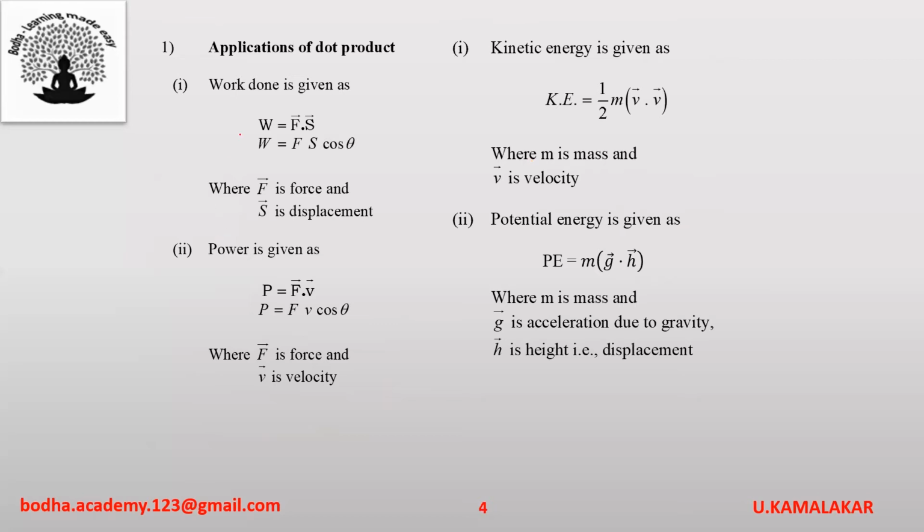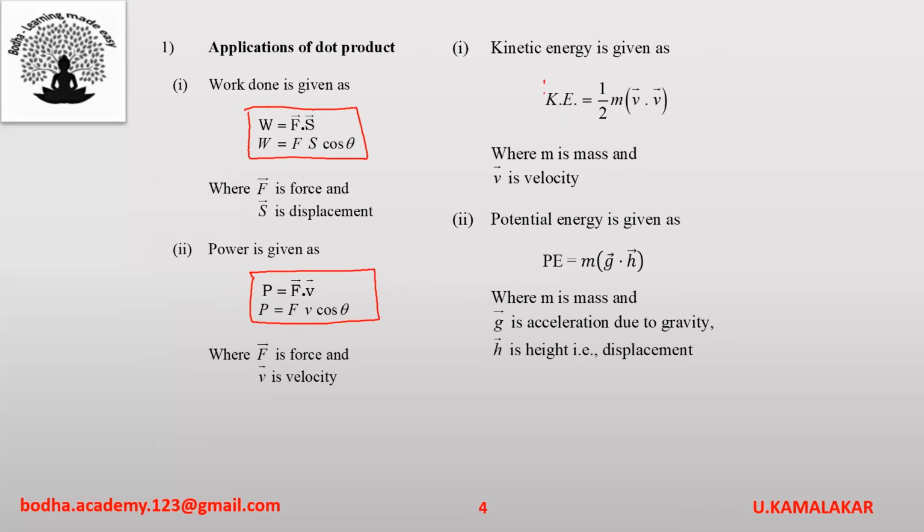Next topic, applications of dot product. Work done is given as dot product of force and displacement. That's also given as W is equal to Fs cos theta. Power is given as dot product of force and velocity. That's also given as P is equal to Fv cos theta.